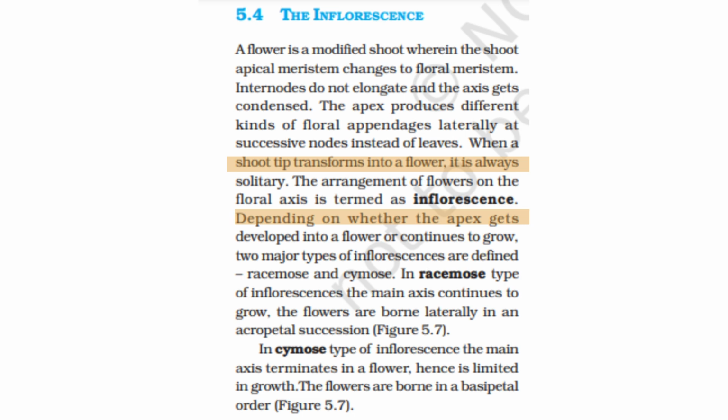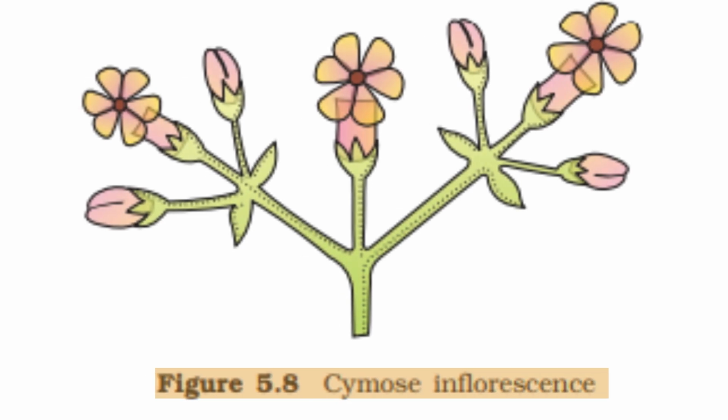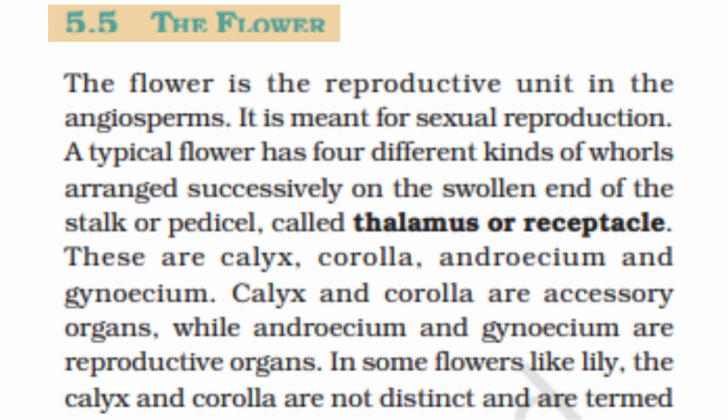Depending on whether the apex gets developed into a flower or continues to grow, two major types of inflorescences are defined: racemose and cymose. In racemose type of inflorescences, the main axis continues to grow. The flowers are borne laterally in an acropetal succession. Figure 5.7. In cymose type of inflorescence, the main axis terminates in a flower, hence is limited in growth. The flowers are borne in a basipetal order. Figure 5.7. Racemose inflorescence. Figure 5.8. Cymose inflorescence.